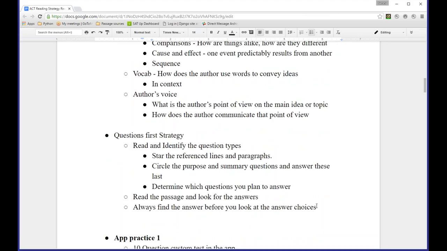And where do we look for the answer? Where will the answers always be? Just let me know in the chat. Where will we always find the answer to the questions on the SAT? That's right. They will be in the passage. If an answer choice gives you information that isn't in the passage, even if you know it's true, can it possibly be the correct answer?